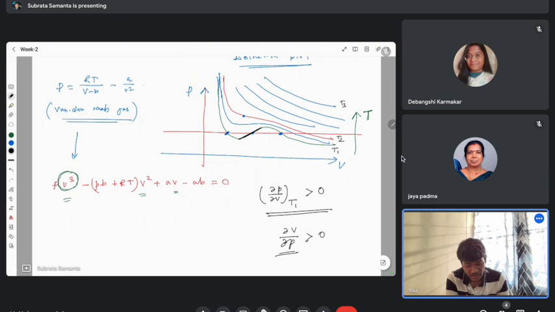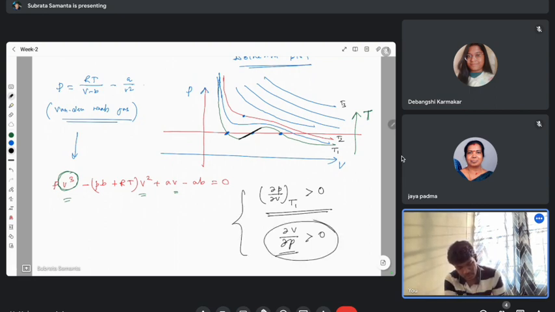right? But this is not the case, right? If we increase the pressure, the volume decreases, we know. So that is the physically stable system. When we increase the pressure, the volume decreases, or if we increase the volume, the pressure decreases. But in this case, we are getting the opposite situation. So that means the system is unstable in this case.